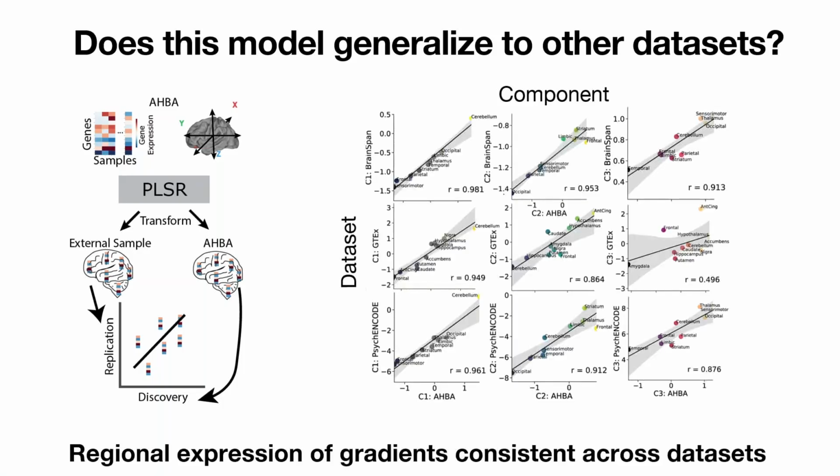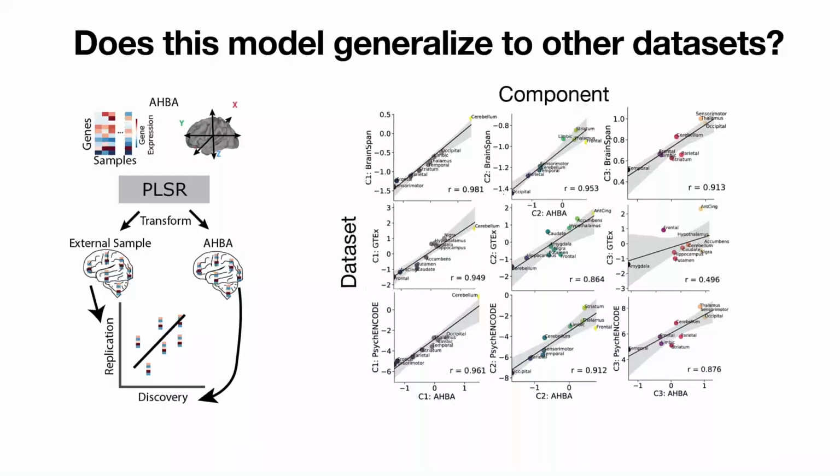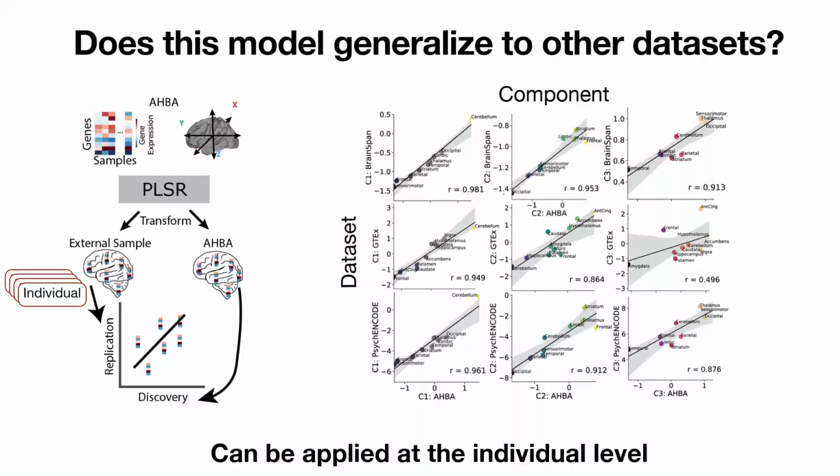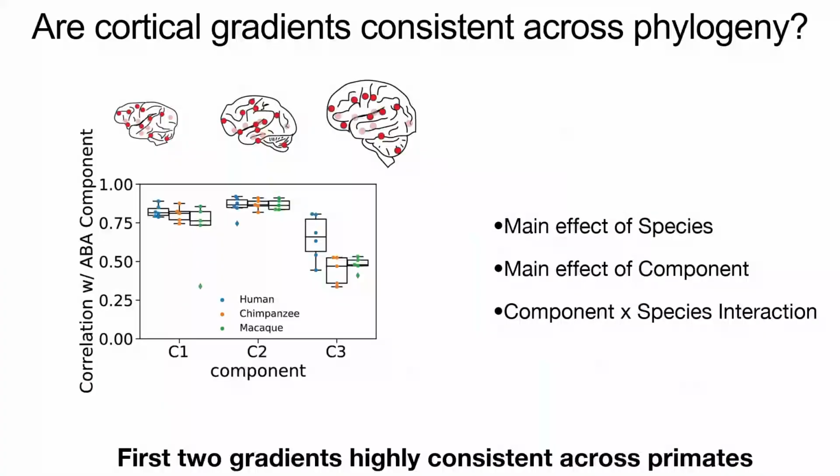And when we do that across 3 other data sets, BrainSpan, GTEx, and PsychENCODE, we see very strong reproducibility of each of these components, which just means that the gene expression patterns across regions are very similar, so we can make apples-to-apples comparisons. This can also be done at the individual level. You can compare a single individual to the expected discovery data set regional pattern. So we did that. Each one of these dots represents a different individual. The y-axis here is regional correlation to the discovery data set. And you can see across human, macaque, and chimpanzee brains, we have really consistent reproducibility of the first 2 components.